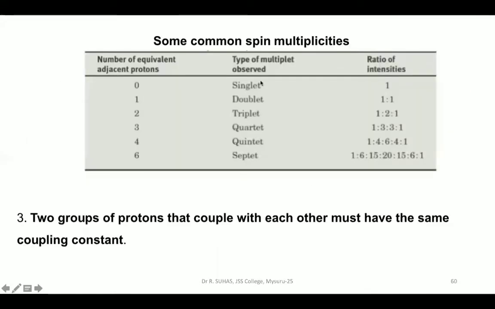And we can see some of the common multiplicities. In this table, the first column refers to the number of equivalent adjacent protons. The second column is the type of multiplet observed. The third column is the ratio of intensities.